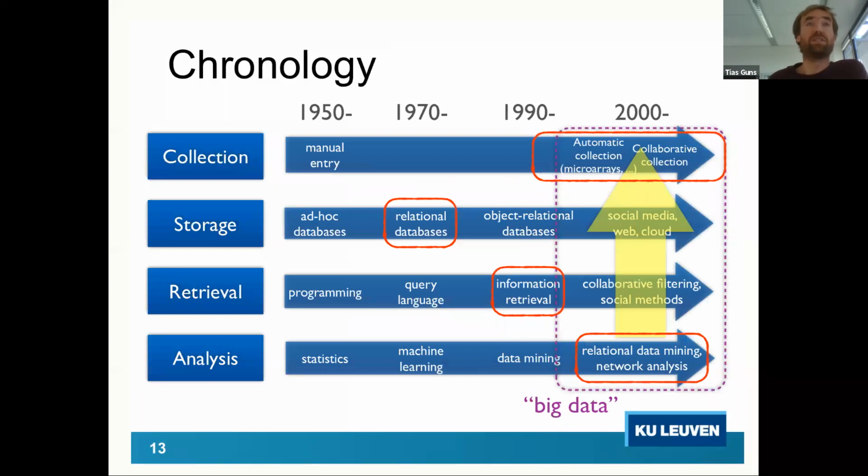So in earlier days, this is a bit of a chronological overview. Collection was usually manual in the 1950s and so forth, but as more and more companies and systems digitized, this became more automated. Also in terms of storage, there has been a whole evolution from ad hoc databases of files to relational databases, object relational databases and so forth. And the same for the retrieval and analysis, where nowadays we can do lots of advanced analysis, and this is typically being pushed back all the way up to the collection and the way that this is stored.